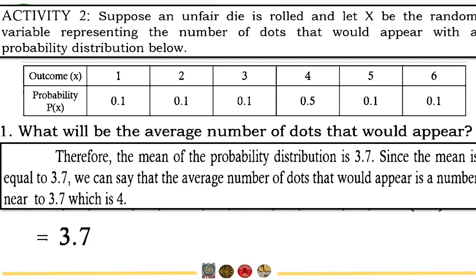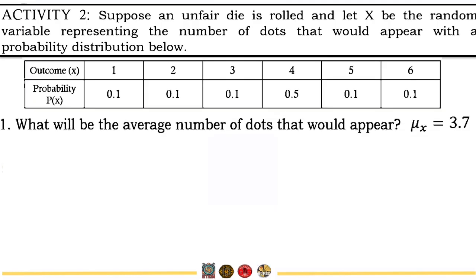The mean of the probability distribution is 3.7. Since the mean is equal to 3.7, we can say that the average number of dots that would appear is a number near 3.7, which is 4, because the die is not fair. It is biased to 4. Okay, so let's proceed to question number 2.